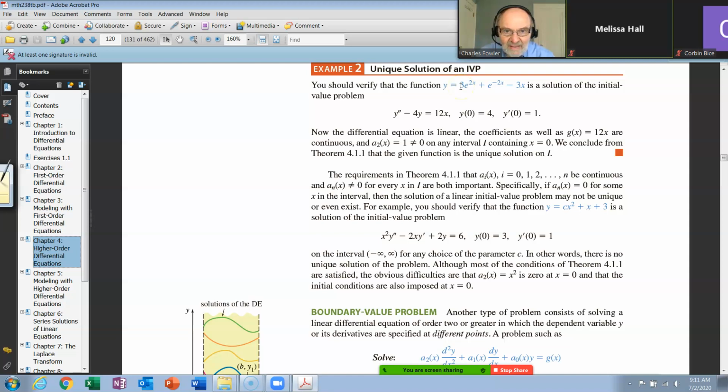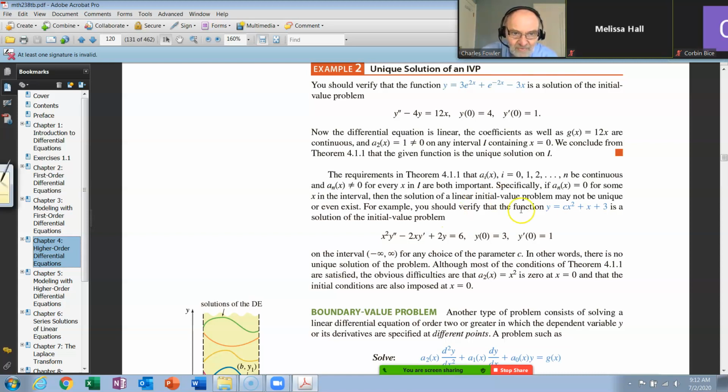All right. Now, the requirements of that theorem, all your a sub i of x's, all your coefficient functions be continuous, and that first one, not 0, for every x in the interval. They're both important. Okay? Specifically, if that a sub n of x is equal to 0 for even just one little x in that interval, then the solution of the linear initial value problem may not be unique and may not even exist. So here's an example of that.